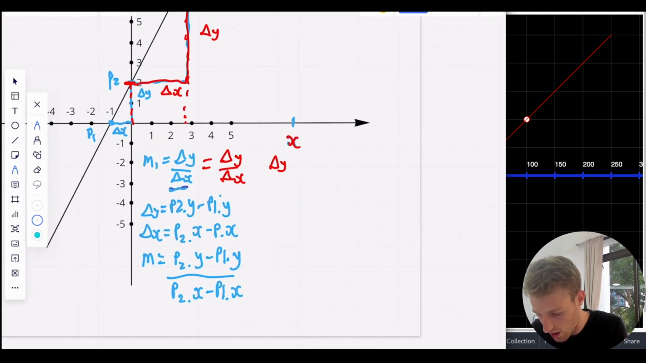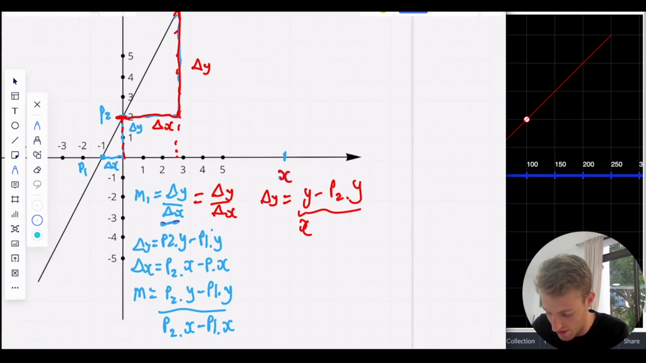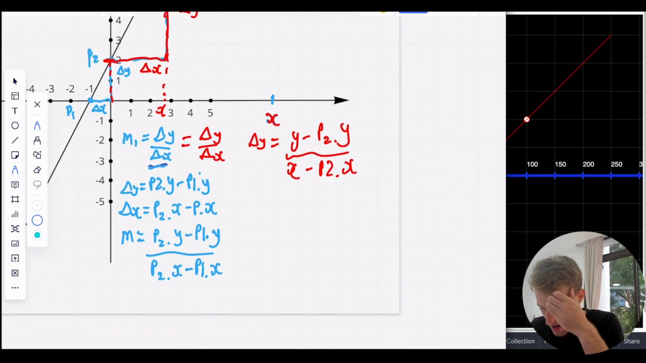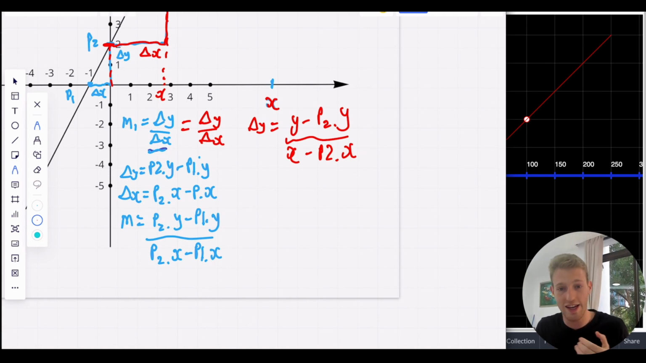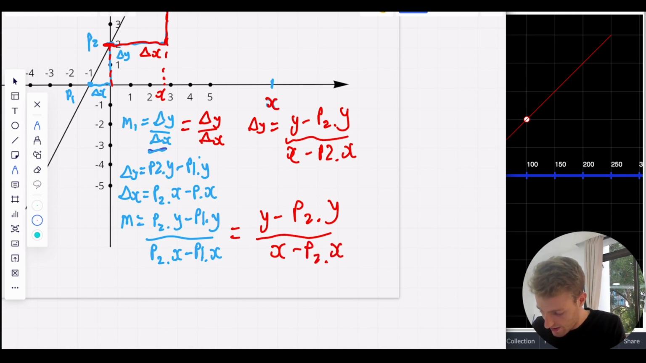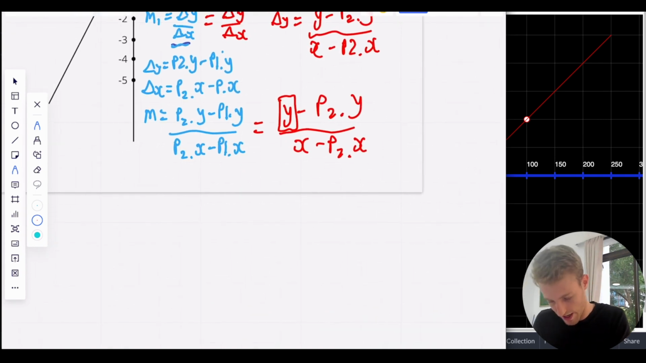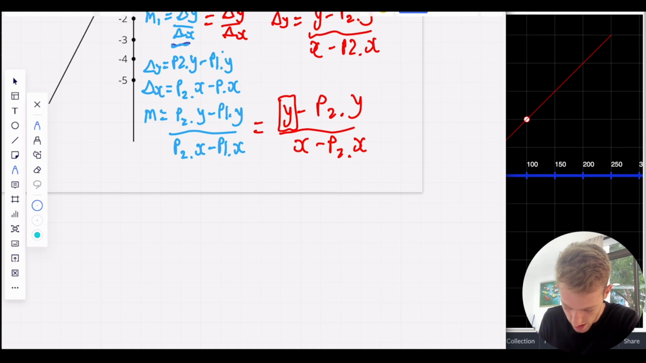So that delta y is simply equal to y minus p2.y. And the delta x is equal to the x coordinate that we're specifying, x minus p2.x. And now we know that those are equal, so we can make the one side just equal to the other side. So that is equal to y minus p2.y over x minus p2.x. And now we simply solve for this y, this is the y that we're after. Let's go ahead and put this all now in one regular color.